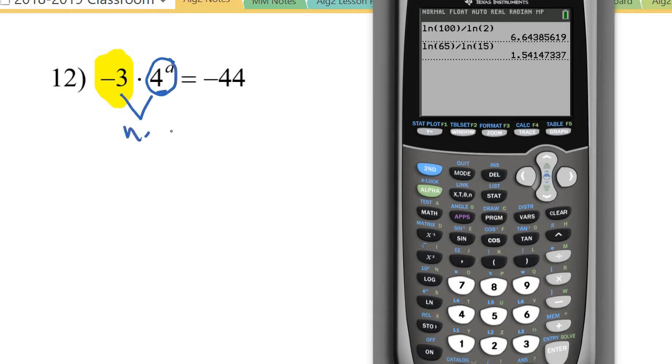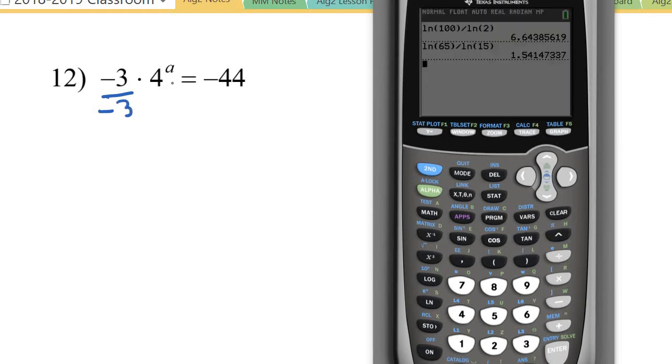Never, because that does not follow the order of operations. So what we will do first is to get rid of this -3 over here. That's multiplying. We need to get rid of it by division. So do not multiply. You're going to divide it like that.